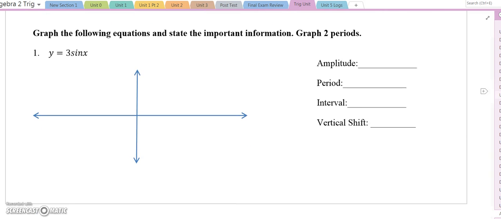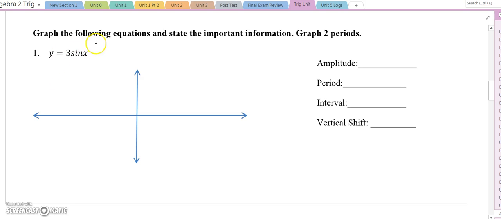So take a look at number 1. Just a heads up, some of my problems might be a little different than yours. So if you notice that, just scratch out your problem and rewrite mine, because I moved some of them around after we had already given you the notes.